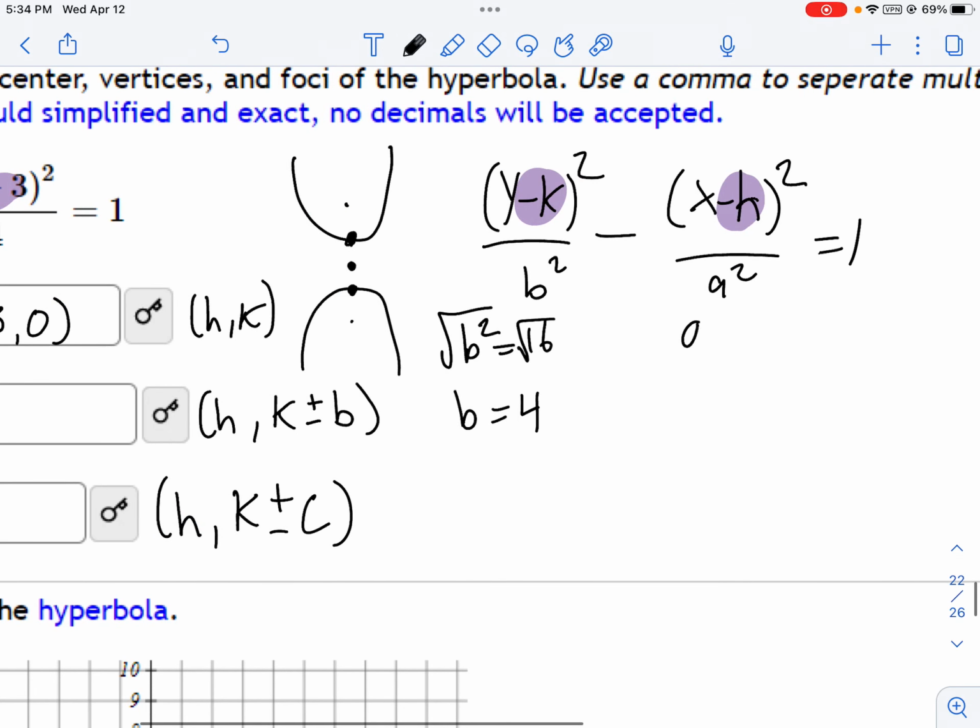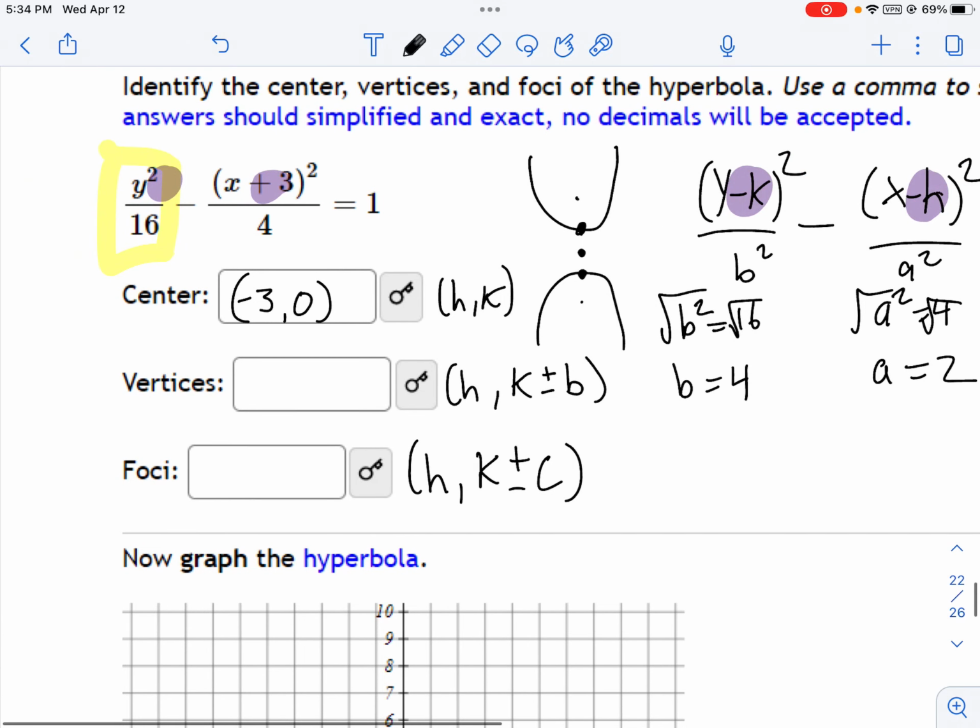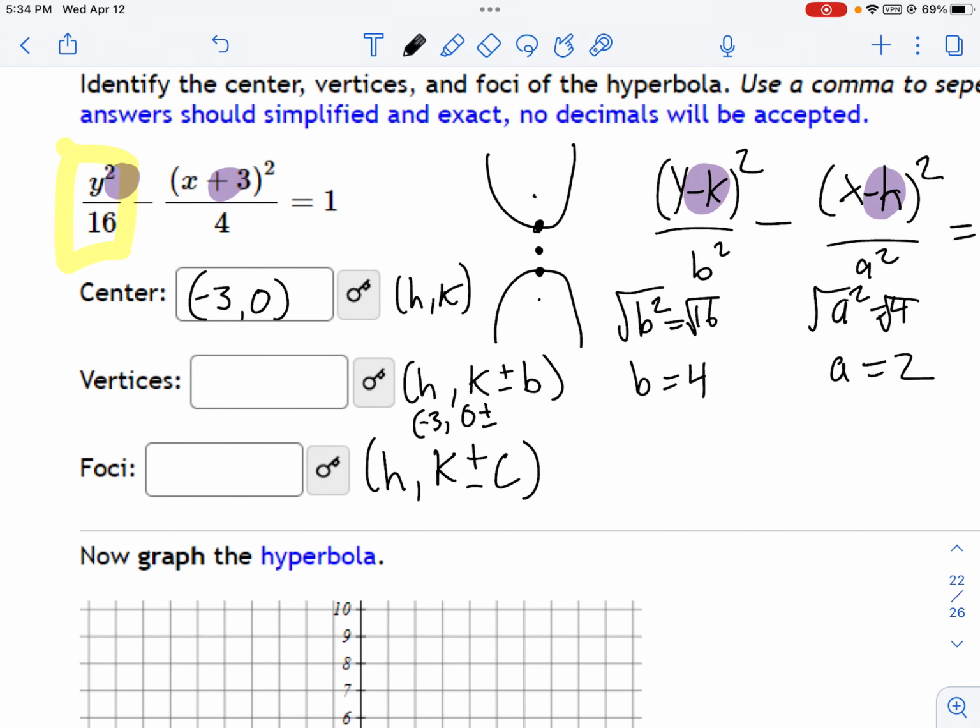Likewise, we have a squared is 4. So I'm just going to write that one now. a squared equals 4. Square root both sides, we get a equals 2. So for those, now we have for this one our h, negative 3, and then our k, which is our 0 plus or minus the b value we just found, 4. And those are your two coordinate points.